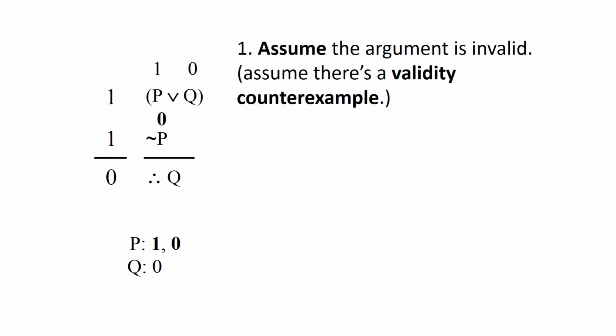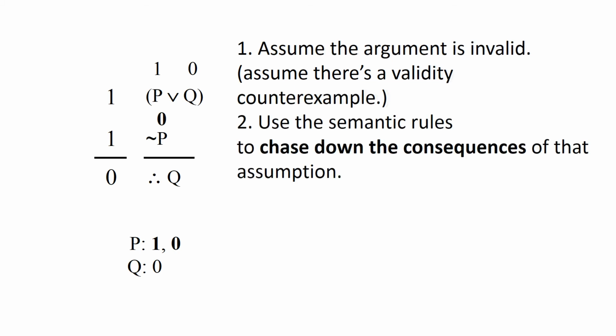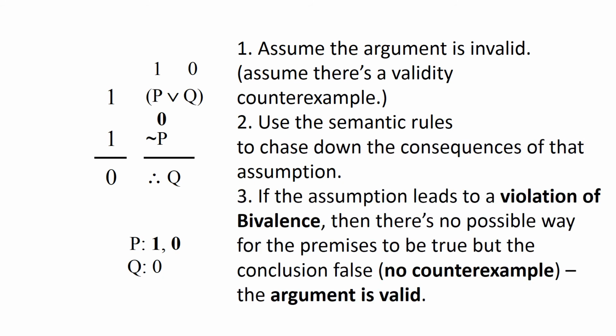Let's review what we did here. We started out by assuming that the argument's invalid. That is, we assume there's a validity counterexample. We use the semantic rules to chase down the consequences of that assumption, ultimately down to the level of sentence letters. What we found in the end is that assumption led to a violation of bivalence, showing us that in fact there's no possible way to have both those premises true and the conclusion false. In other words, there is no validity counterexample for this argument, and that means the argument is valid.